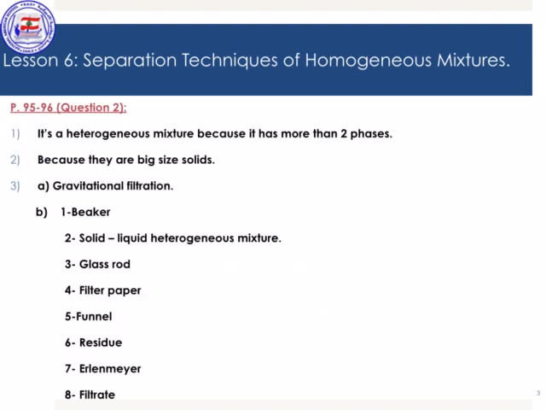Please open your books to page 95-96 so we can correct the homework together. You have a mixture of marbles, sand, salt, and water. You have to specify the type of mixture. It's a heterogeneous mixture because it is made up of more than two phases.